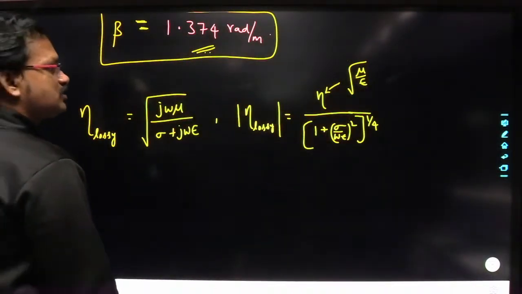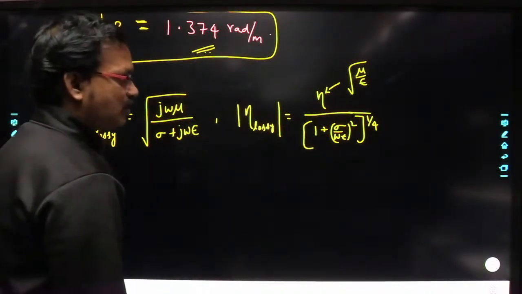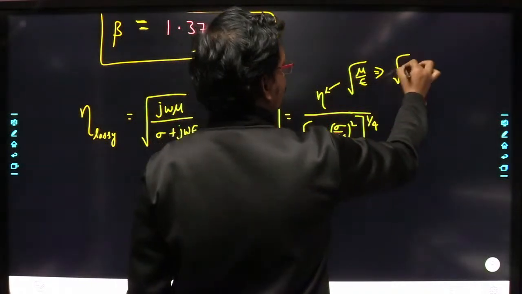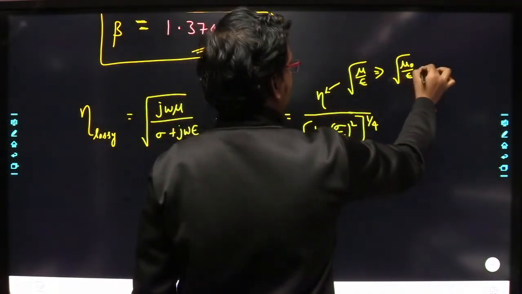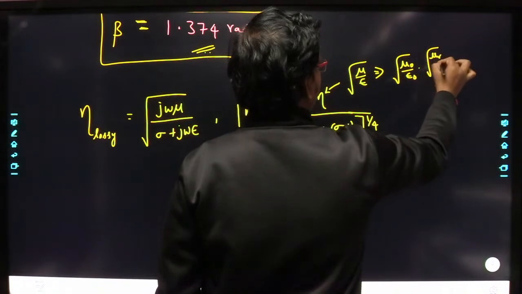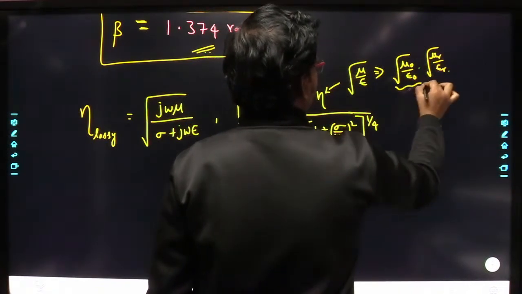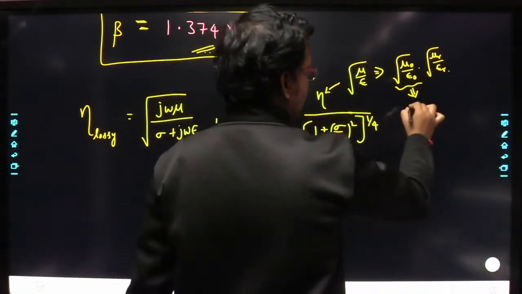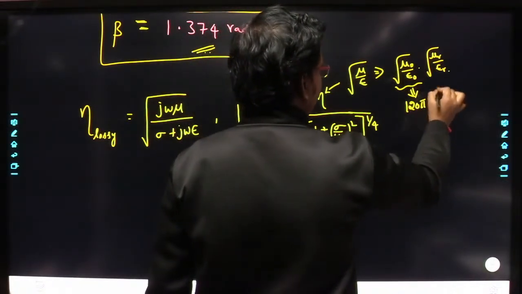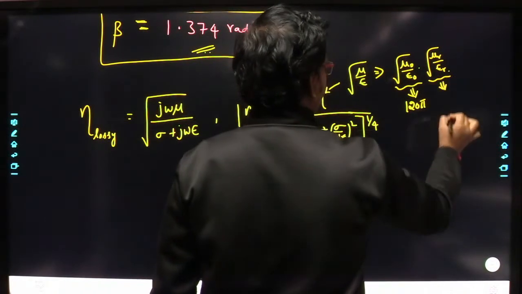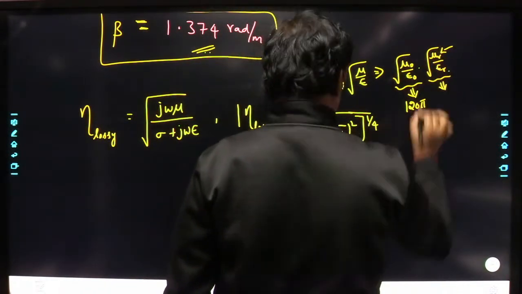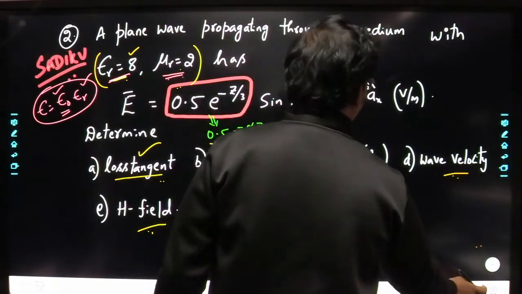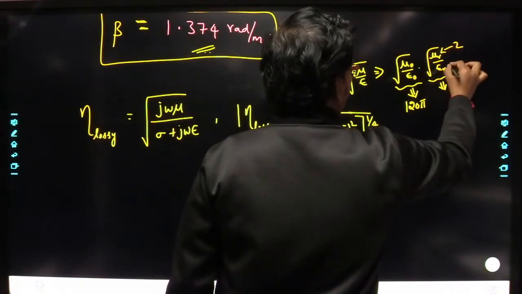So eta is nothing but square root of mu by epsilon, which I can write as square root of mu naught by epsilon naught into square root of mu r by epsilon r. Square root of mu naught by epsilon naught is the intrinsic impedance of free space, which is 120 pi. And what is the value of square root of mu r by epsilon r? Mu r is given as 2 and epsilon r is 8.